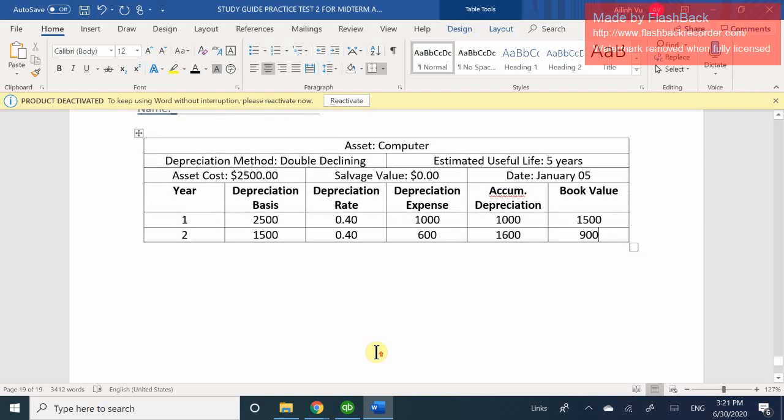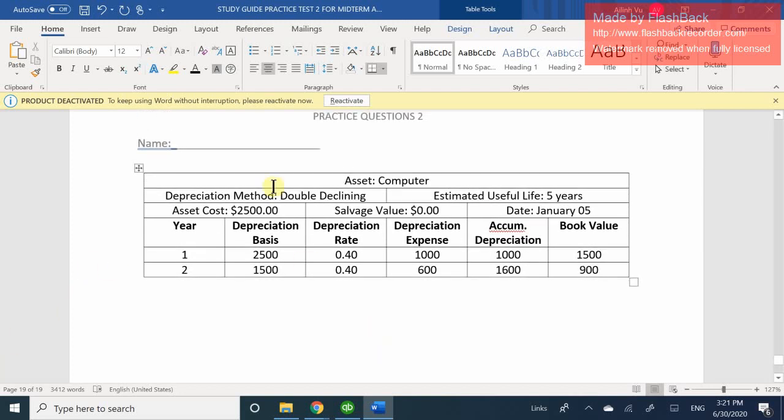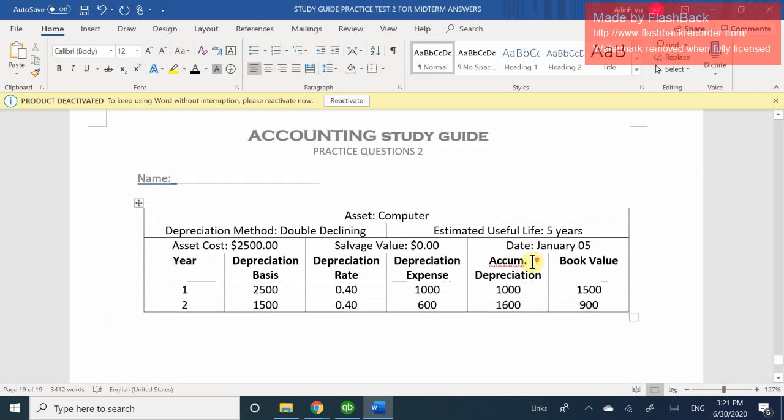So see, this one only had a few differences. Your depreciation basis will always be your beginning of the year book value. This rate is always going to be 1 over useful life times 2. Then you just multiply the two together, and it's straightforward after that.